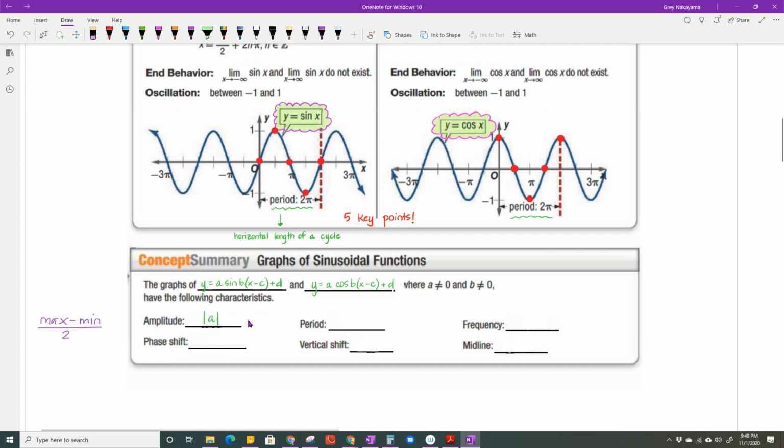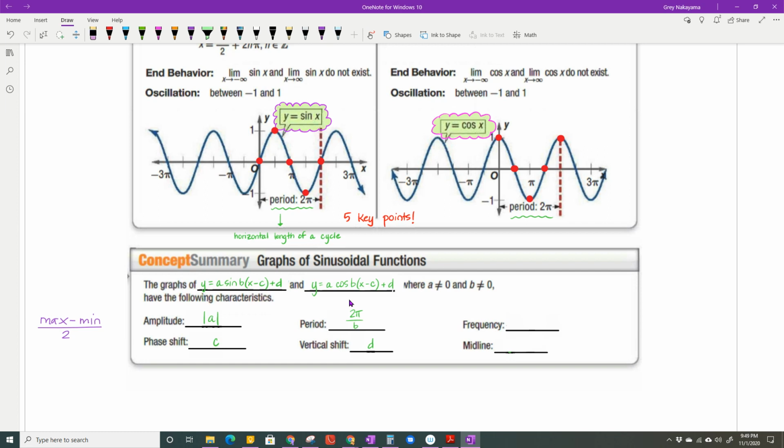Your period is related with 2 pi over b. Okay, b is that coefficient of x. Your phase shift is c. And one of the things, the reason this is in parentheses, because you can only tell that phase shift of c if the coefficient of x is 1. So you have to factor anything out if you have something. Okay, your vertical shift is d.